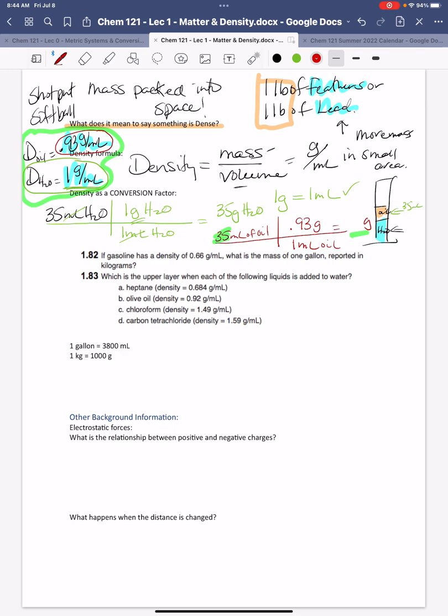Okay, I am going to grab my calculator because I want to do that for the next one. So pause. Okay, so I lied. Let's go ahead and do this. So we're going to take 35 times 0.93. And in my calculator, I get 32.55 grams. And because I'm thinking about significant figures, I'm going to round this up to 33 grams.